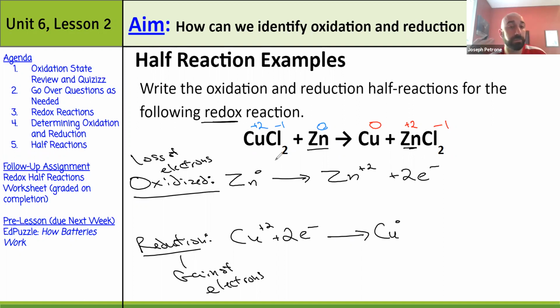Okay, so your follow-up assignment is going to be some extra practice with these half reactions. There are 10 reactions you're going to look at. You're going to determine which elements are being oxidized and which are being reduced using the chart method we used in class. And then you'll be writing half reactions that fit those particular elements.